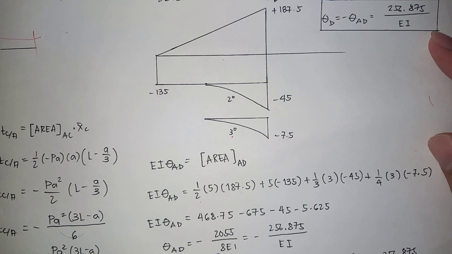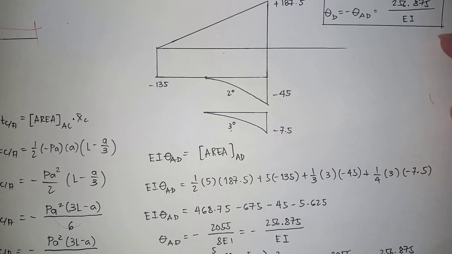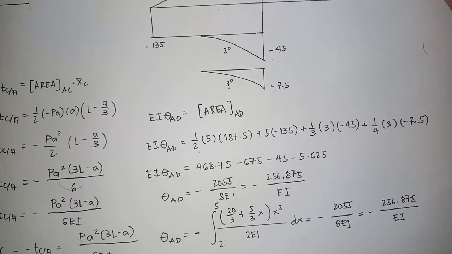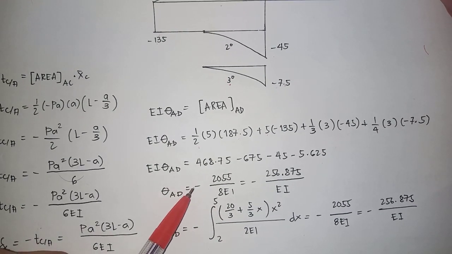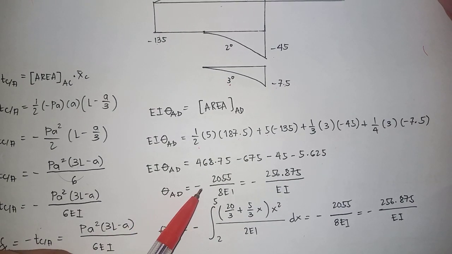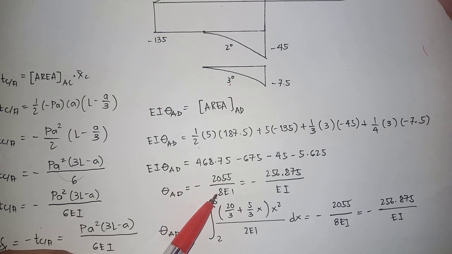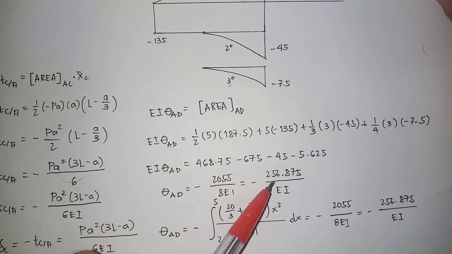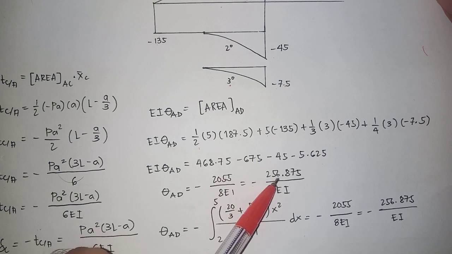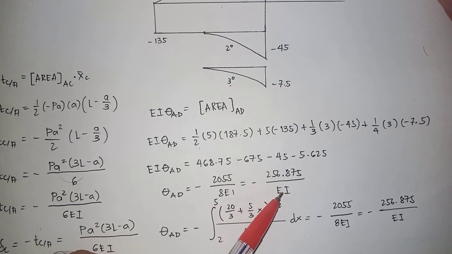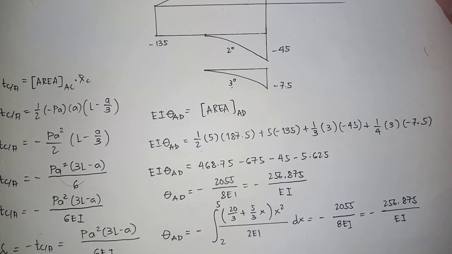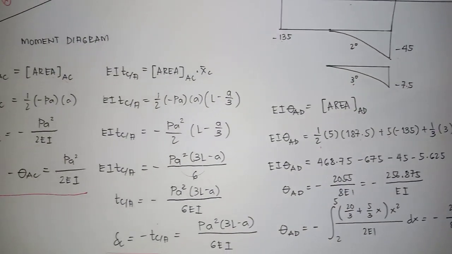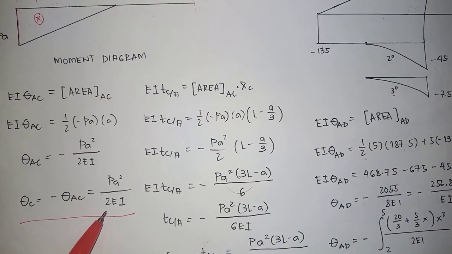Okay, let's fast forward to the answer. It's easy, you can do it with your calculator. So what is theta AD equal to? Negative 2055 over 8 EI, or in decimal, negative 256.875 over EI. Okay, can we use the earlier formula? Actually, yes, by using integration.